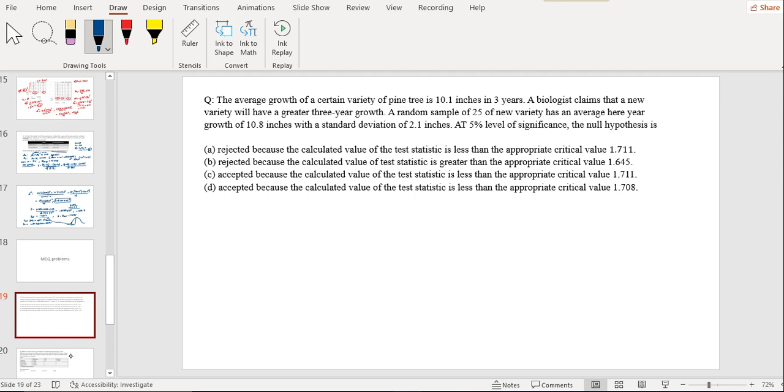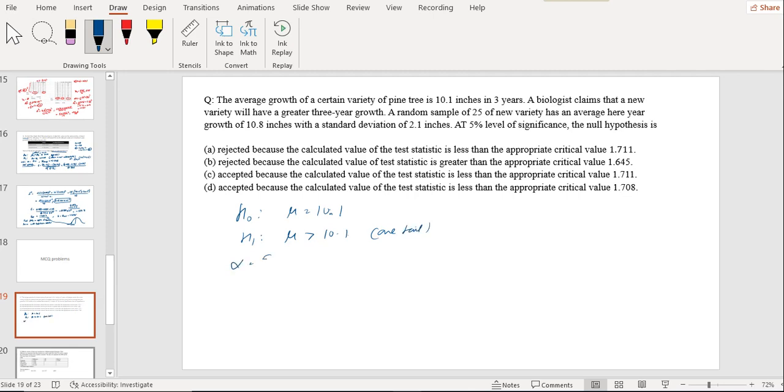At 5% level of significance, the null hypothesis is? What is the null hypothesis? It means no change. The average growth is 10.1 inches per 3 years, right? And what is the alternate hypothesis? It is greater than 10.1, right? So it is a one tail, right tail test.